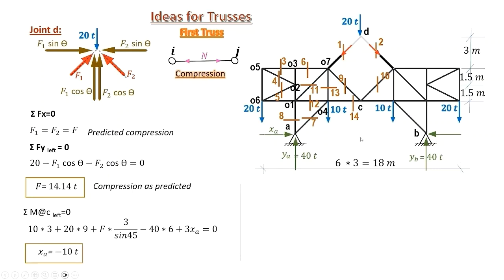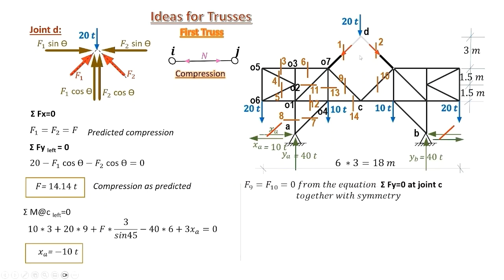This gives that XA equals minus 10 tons, indicating that we assumed its direction incorrectly. The correct direction is opposite to what was assumed. Similarly for XA at the other support. Now we move to members 9 and 10 to compute them. From symmetry, we can conclude that F9 equals F10. But we can also conclude that each of them equals 0 just by inspection.